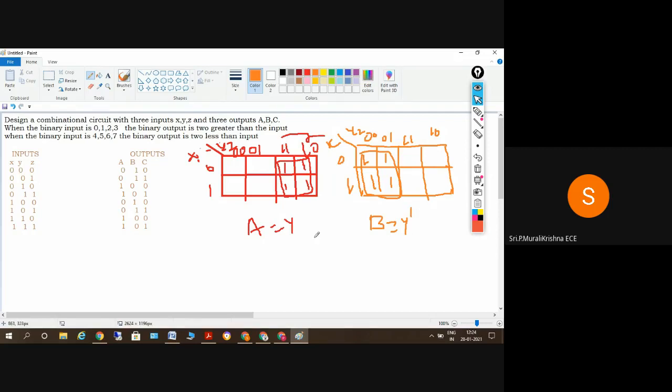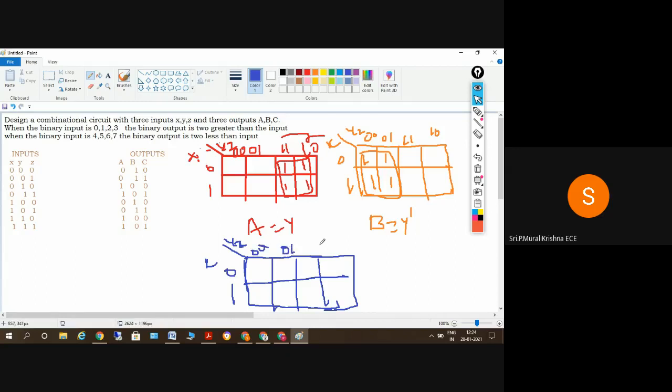Okay, in a similar way, we can go for another term, that is x. So y is 0 1 0 0. Okay, and the terms are 1 3 5 7. So 1 3 5 and 7. So this will form another quad here. Okay, so the equations are quite simple. So c is equal to z.